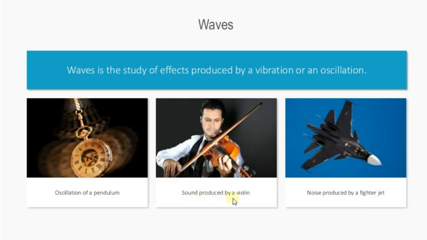The sound produced by a violin. The string can vibrate about a fixed position. It can vibrate and produce a disturbance in the air. That disturbance travels through the air and reaches our ear, and we hear the sound. Similarly, noise produced by a fighter jet.